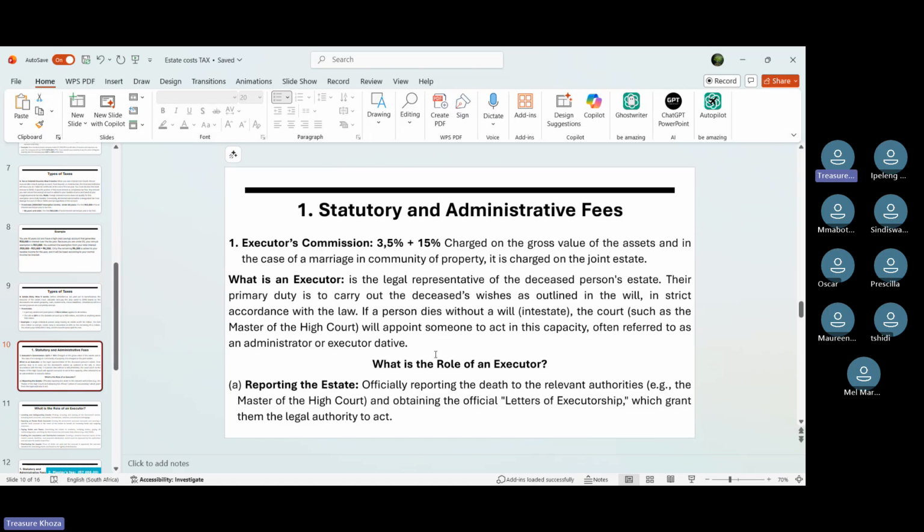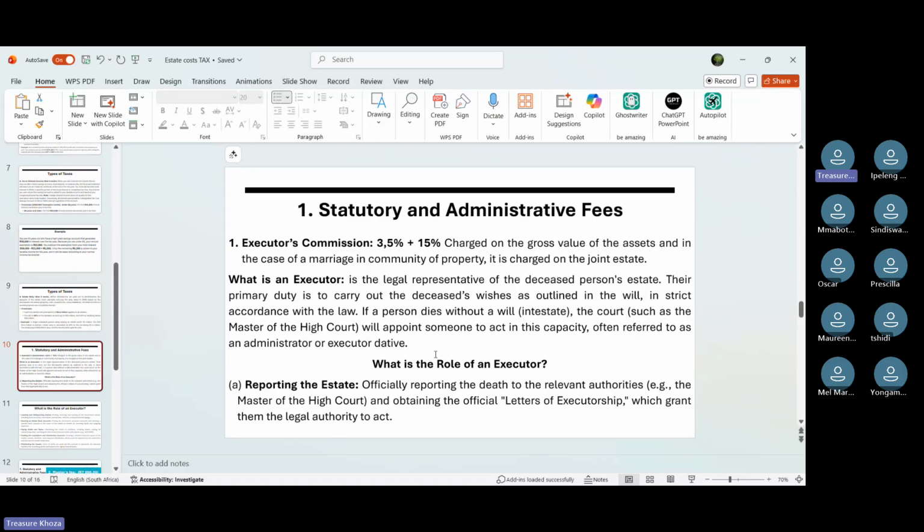So if the total overall of my estate is 20 million, then 3.5% plus 15% of tax goes to my executor. So what is an executor? Because I want you also to understand this view. This one is a legal representative of a deceased person's estate.